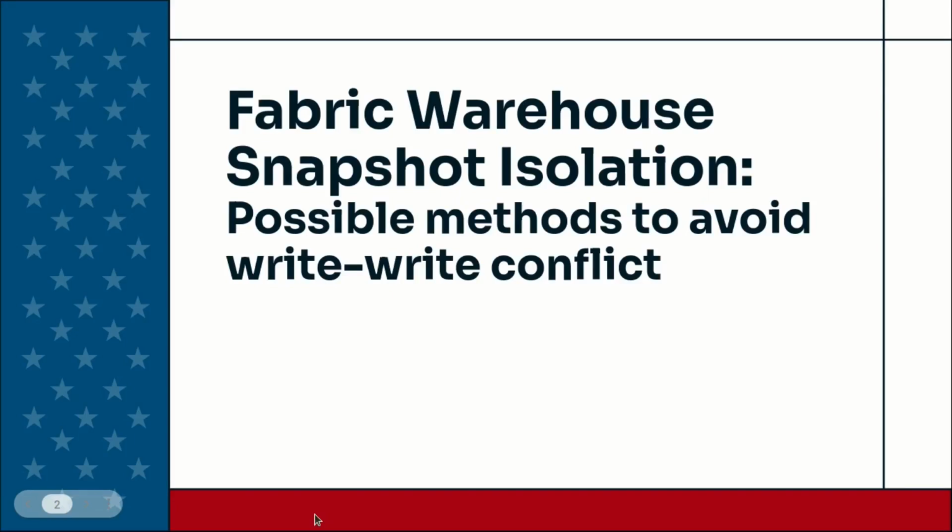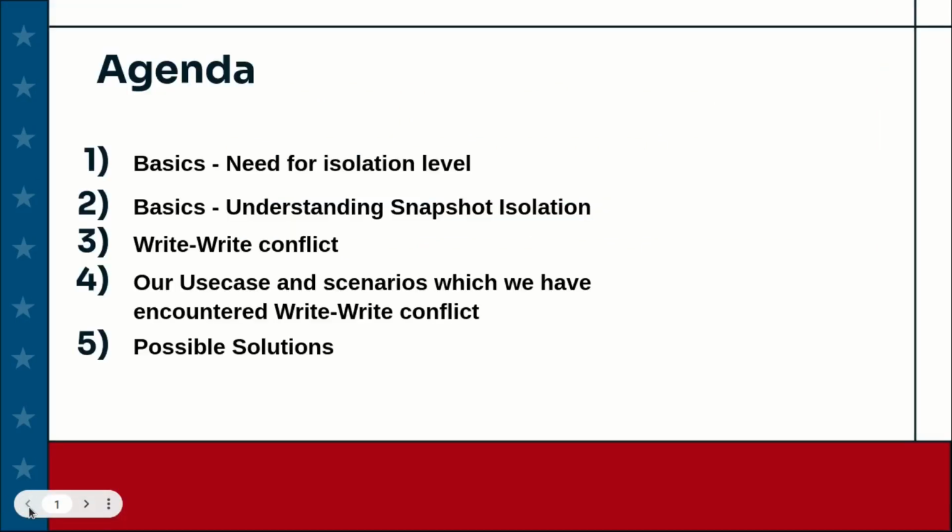In this video, we will cover the basics of transaction isolation, why isolation is needed, how snapshot isolation works with an example. Then we will look into the write-to-write conflict in Fabric Warehouse. Then finally, we end up with a real-world scenario where we faced this issue in our project, and we'll discuss the possible solution to prevent or resolve the problem caused by the snapshot isolation.